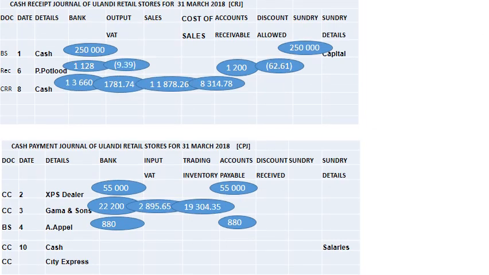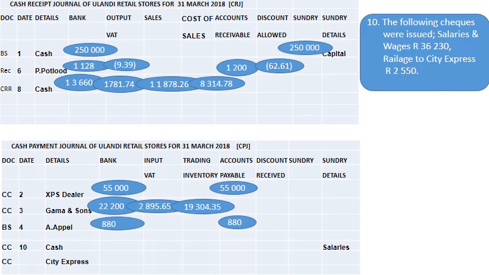The next line is transaction number 10, which reads as, the following checks were issued: salaries and wages, 36,230 rand, Relage to City Express, 2,550. This transaction affects the payment. Therefore, they will be recorded in the cash payment as follows.